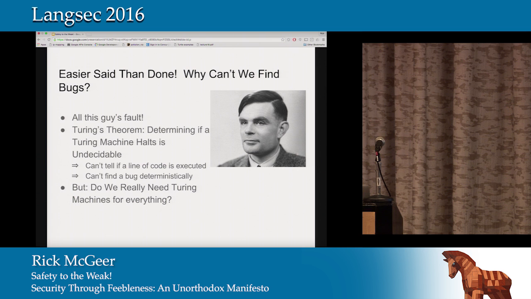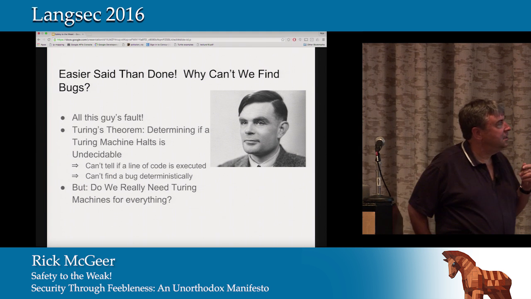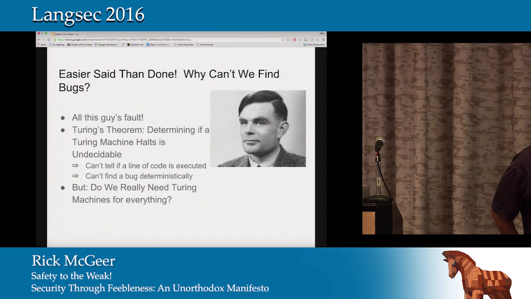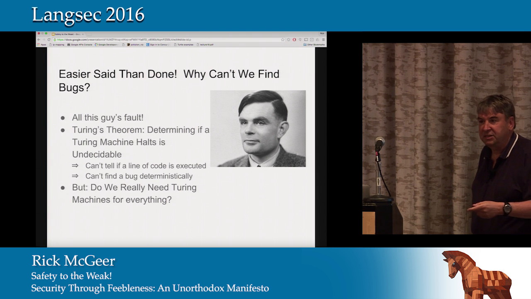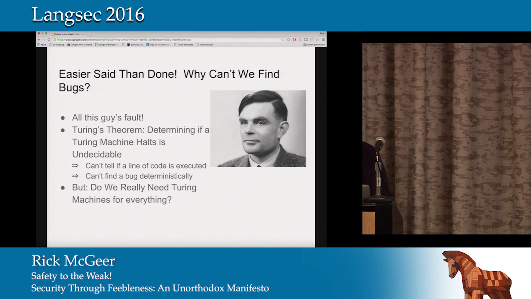But in practice, you may have noticed that in 50 years of doing this stuff, automatically finding bugs is still hard. So in practice, we find that it is hard, not necessarily undecidable. David Wagner did some very good work on this at Berkeley a few years ago. But still, in general, it's a crapshoot. We wouldn't be here otherwise. But then the question is, do we really need Turing machines for everything? We heard a talk about Kramer in the last session, which argued that no, we don't, in fact. An awful lot of the Linux kernel can be done without that.